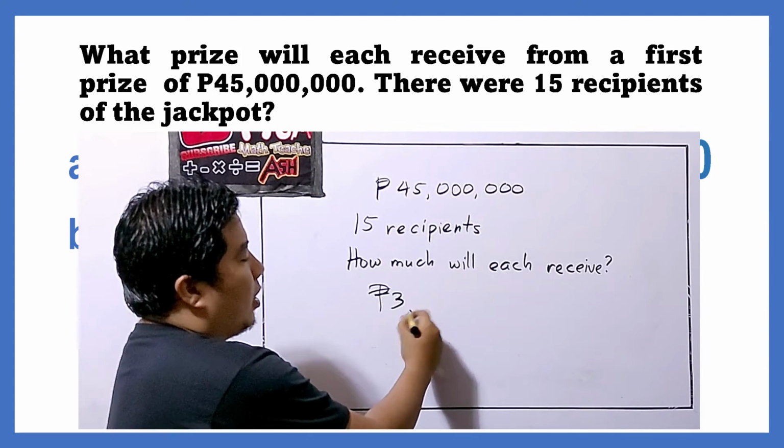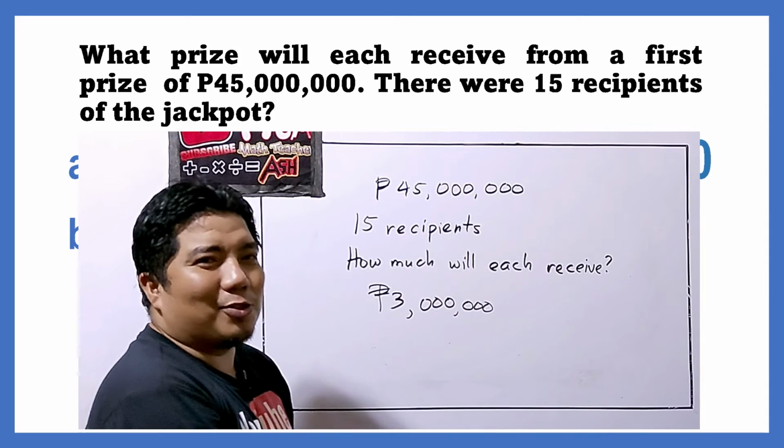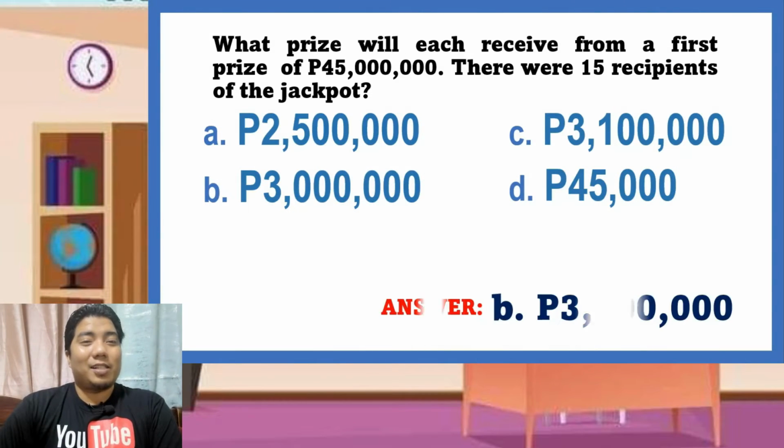You just copy the zeros and you will have 3 million pesos. Easy, right? And the correct answer, my dear math learner, is letter B. They will receive 3 million pesos each. I hope I have that kind of money, my dear math learners.